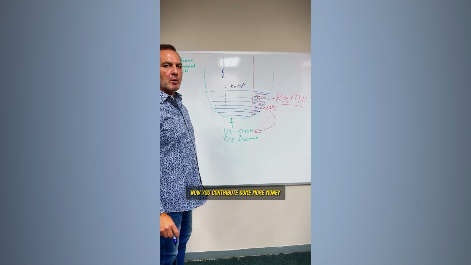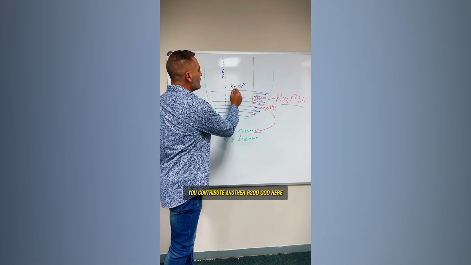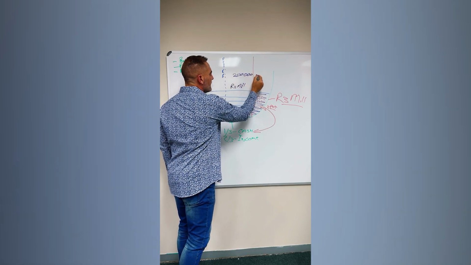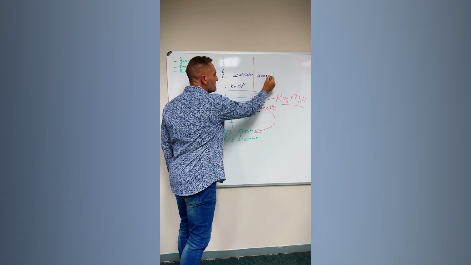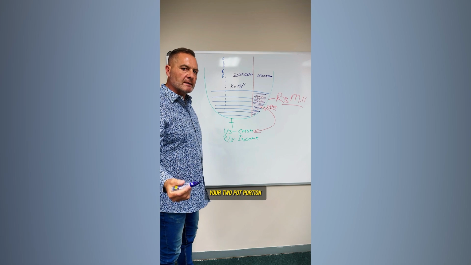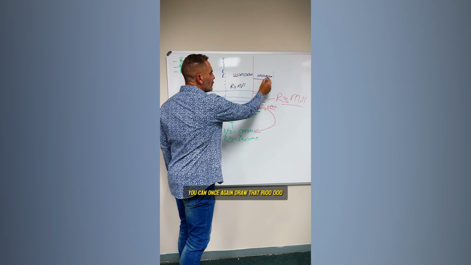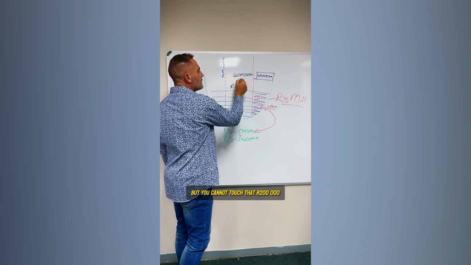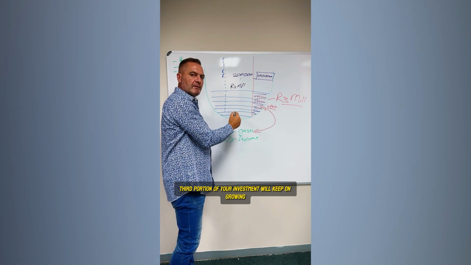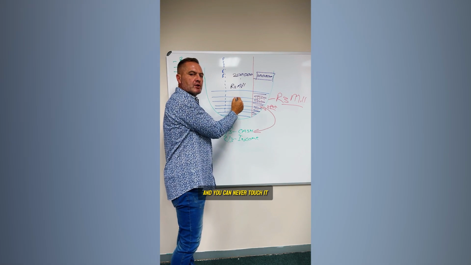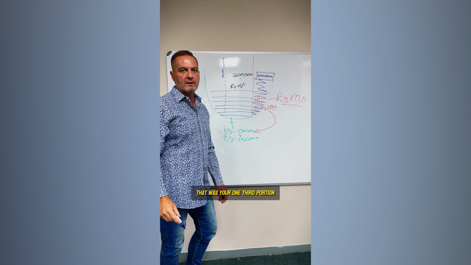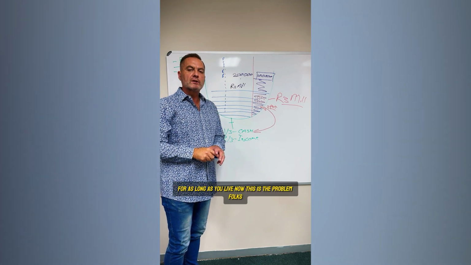Now you contribute some more money. And in the next year, you contribute another 200,000 Rand here and 100,000 Rand here. So now when you get your option to withdraw your two-pot portion, you can once again draw that 100,000 Rand, but you cannot touch that 200,000 Rand. So your 2/3 portion of your investment will keep on growing and you can never touch it, but you can withdraw everything that was your 1/3 portion for as long as you live.